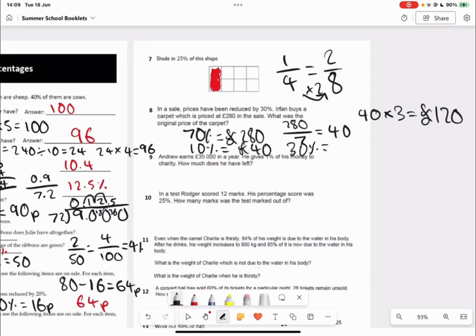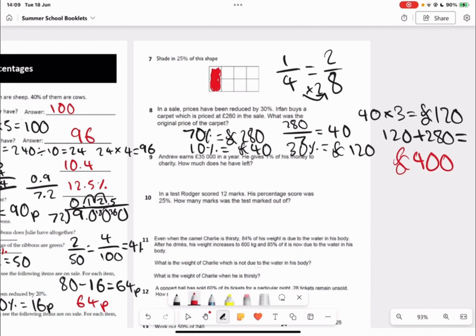So then we do 280 plus 120. So 120 plus 280, which is equal to our answer, which is £400. So the answer to question 8 is £400. Then we look at question 9.